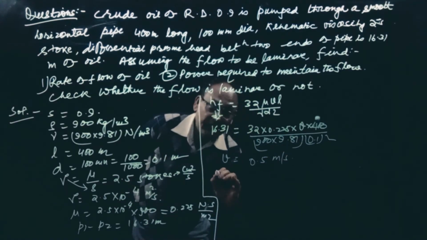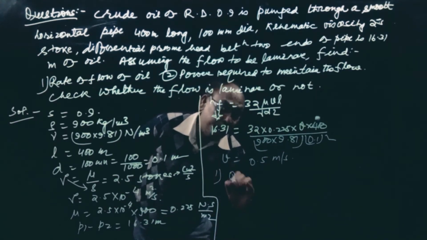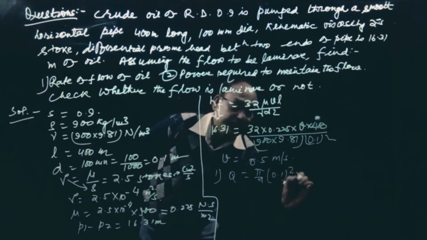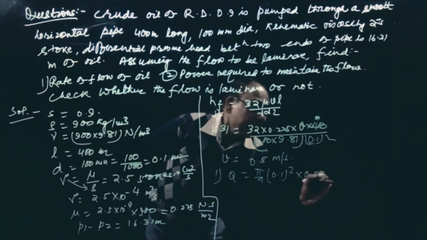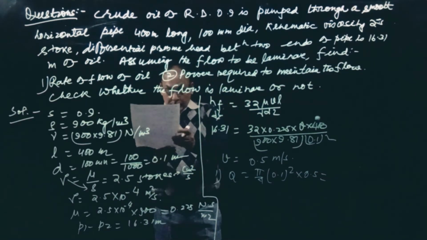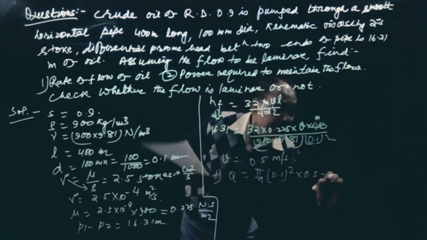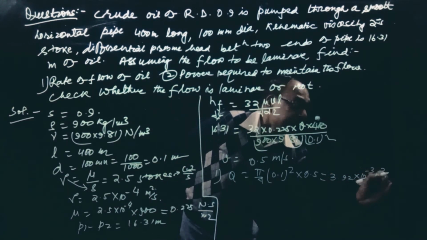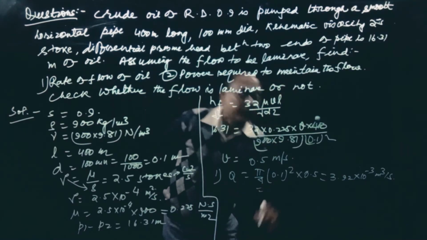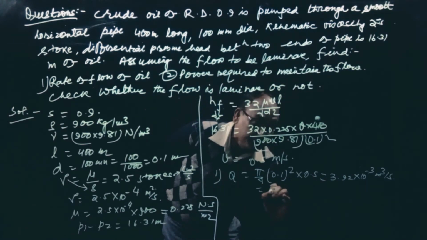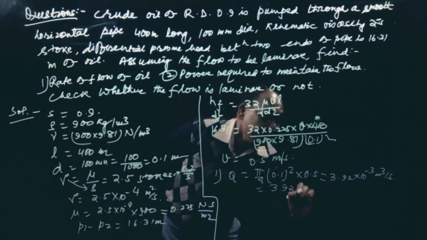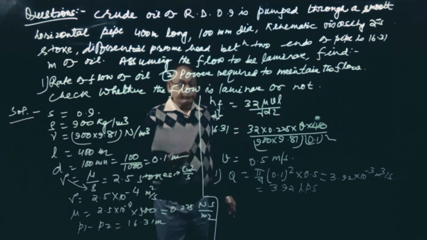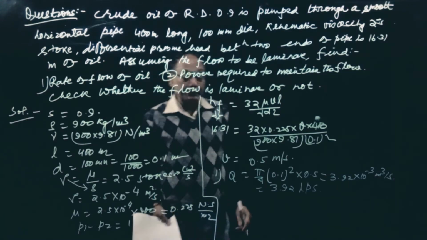So discharge, number 1, the rate of flow Q, will be area, that is pi by 4 into 0.1 square, into velocity 0.5. This will give 3.92 into 10 to the power minus 3 meter cube per second. Since they are giving liters per second, we will also convert this into 3.92 liters per second. This is the first part.